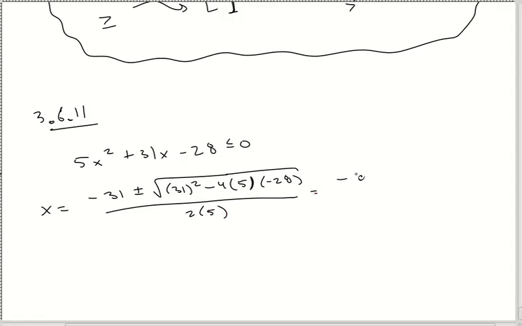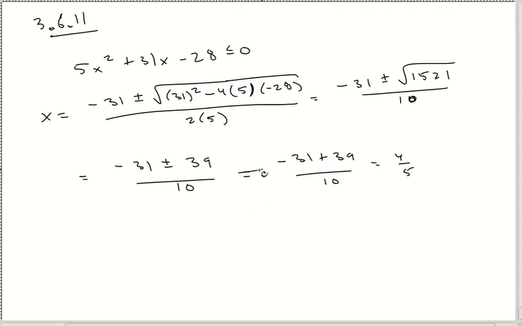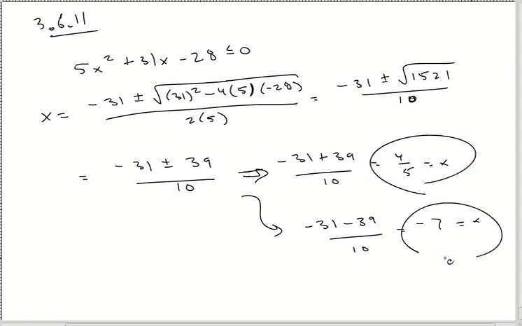So I'm going to simplify this really quick, because we've done this a couple times. You know the drill. When I put that into the scientific calculator, I actually get a straight up number, 39. And so then I got 31 plus 39 all over 10, which is equal to 4/5. And then the other one is negative 31 minus 39 all over 10, which yields a negative 7. So these are my two x values that are important to me.